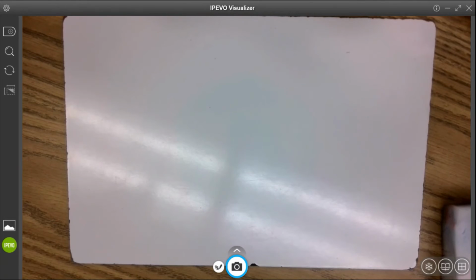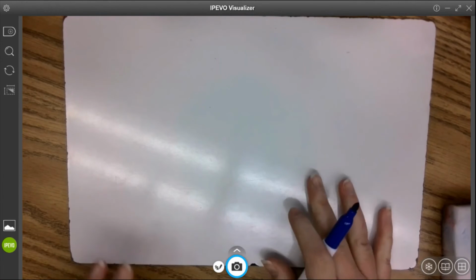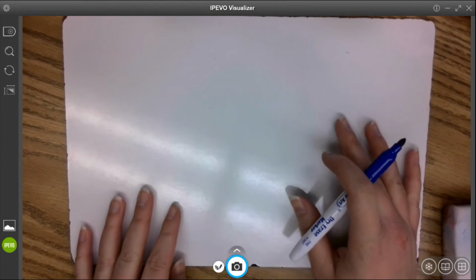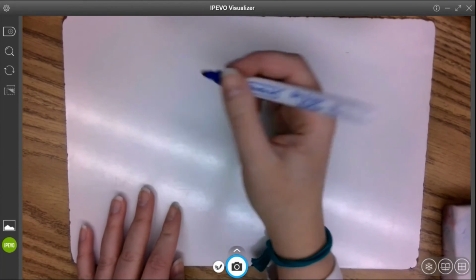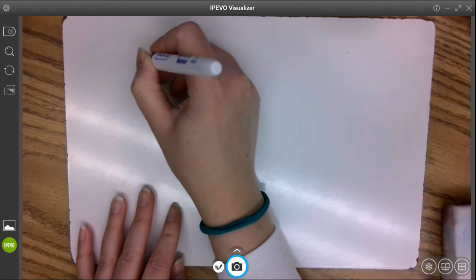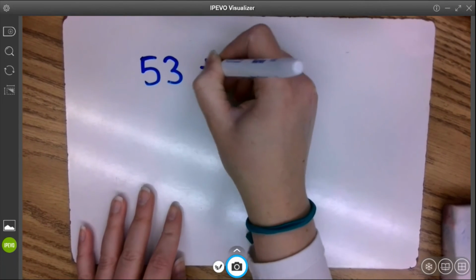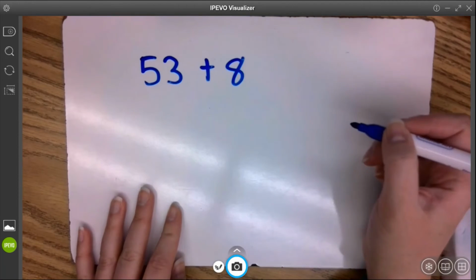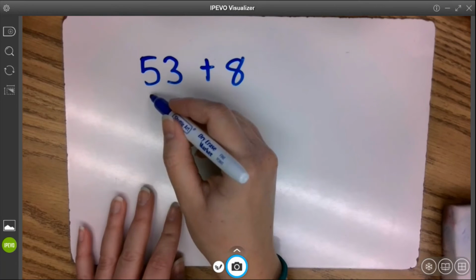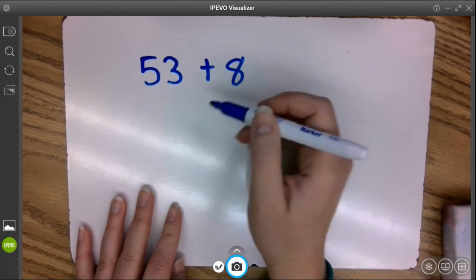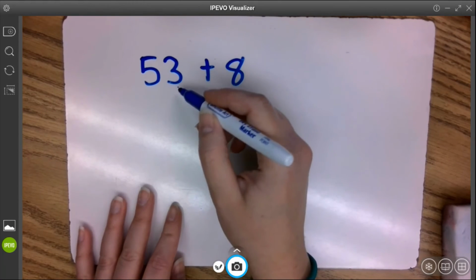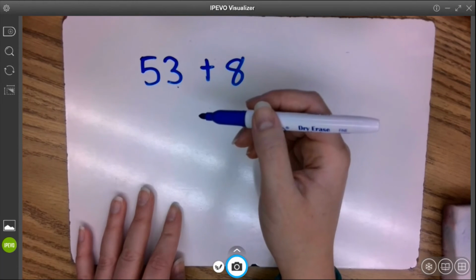Now, when you're writing this out, you may draw the pictures still, but of course you can also just think about how you can make a 10. For example, if we have 53 plus 8, we can think about 10 buddies. I have 5 10s here. 3 plus 8 I know is going to make more than a 10. What goes with 3 to make a 10?